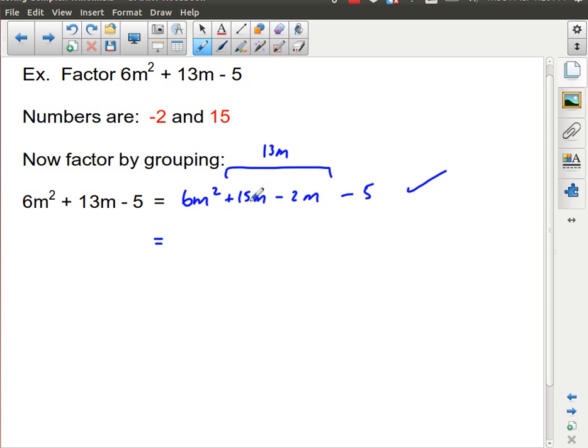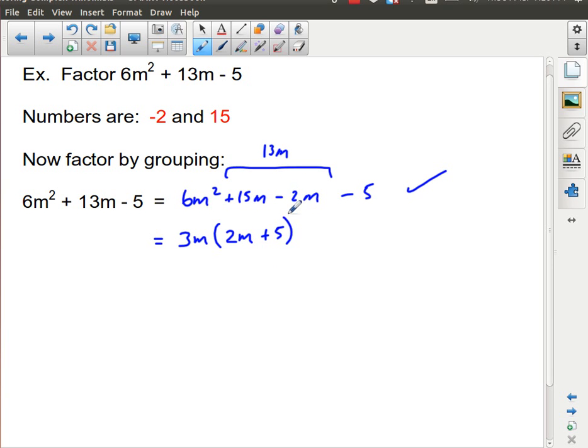Between 6 and 15, the common factor is 3. Between m squared and m, the common factor is m. 6m squared, well, let's start with the numbers. 6 divided by 3 is 2. M squared divided by m is m. Positive 15 divided by 3 is positive 5. M divided by m is equal to 1.